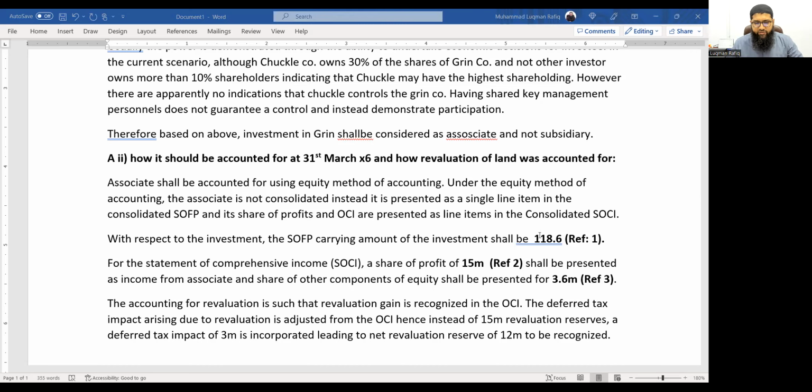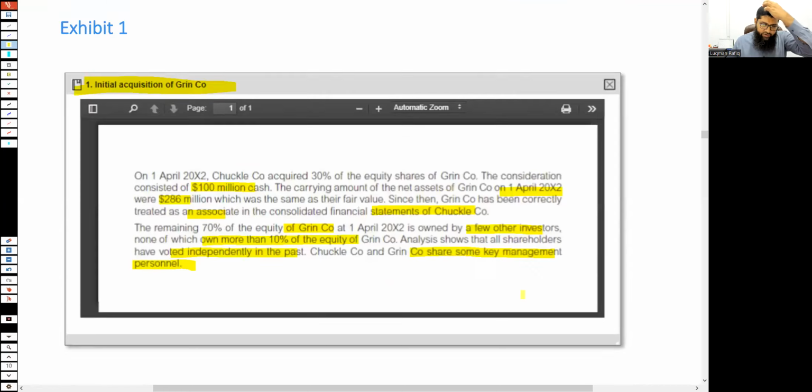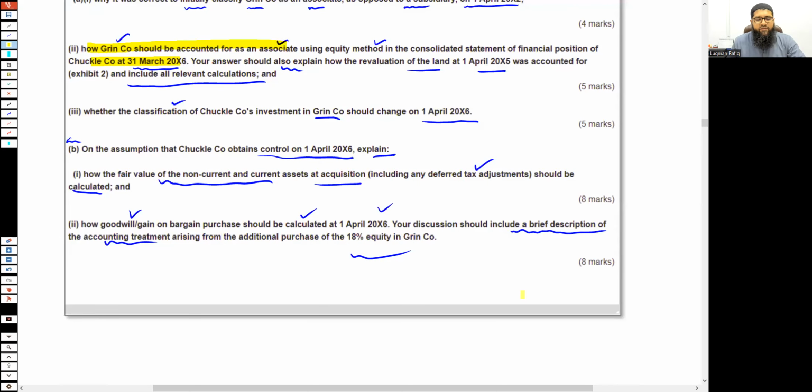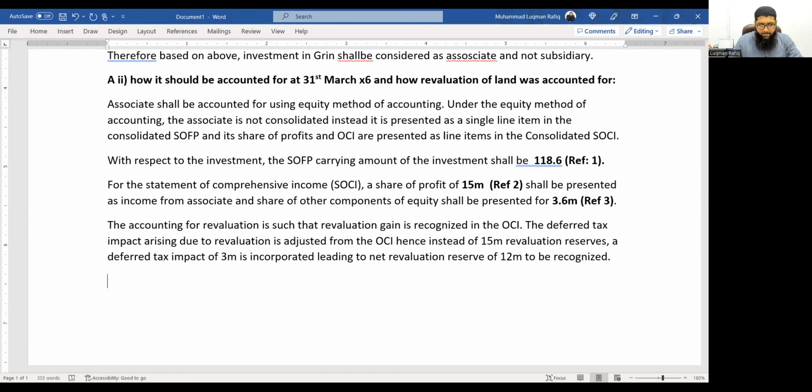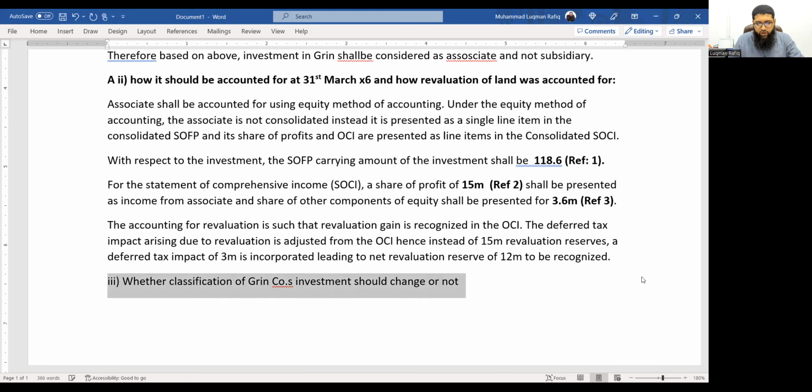Now, let's move a bit forward and discuss further. There was another requirement of the question. Number one, whether the classification of Chuckle Company's investment in Grin should change on 1st April 6. Number two, on the assumption that it obtains control, how the fair value of the non-current and current assets at acquisition date should be calculated. So you have to apply whether the classification of Chuckle Company's investment in Grin Company should change or not. That's what you have to answer.